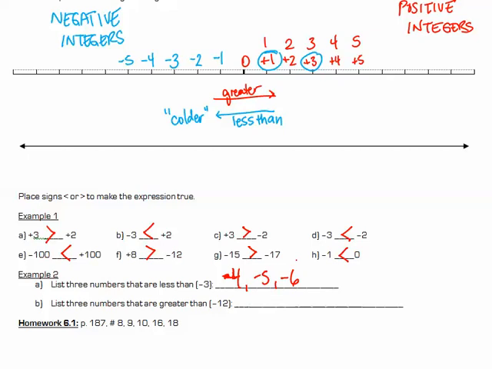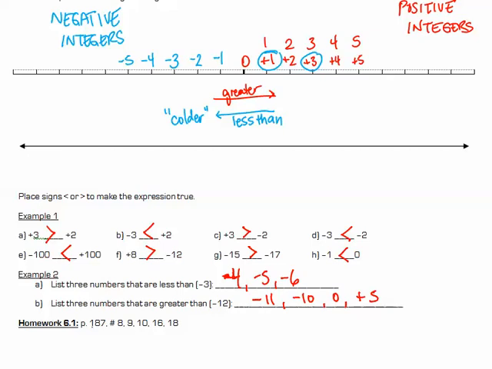List 3 numbers that are greater than negative 12. Well, that means anything to the right of negative 12 on the number line. So if I write my number line and think where negative 12 is, anything to the right of that. So that includes negative 11, negative 10, even 0 or positive 5. All those numbers will be greater than negative 12.